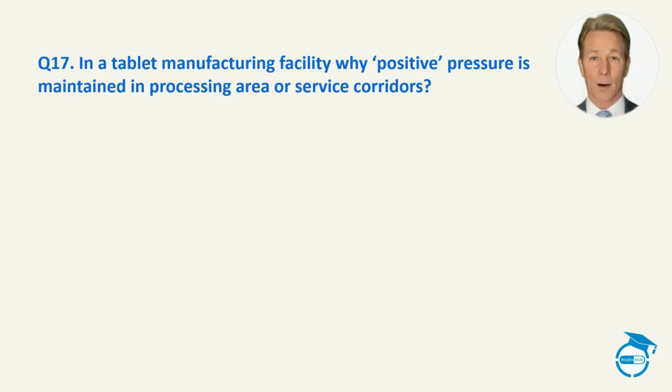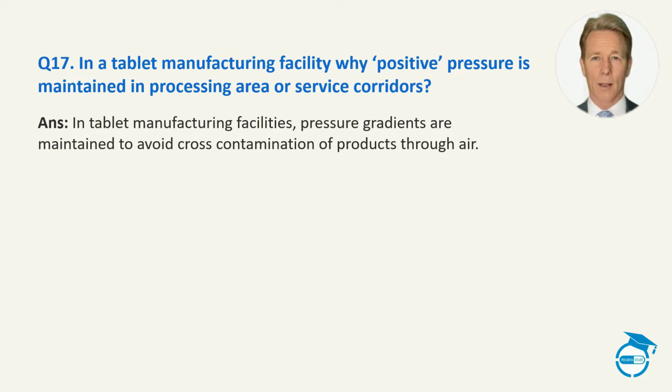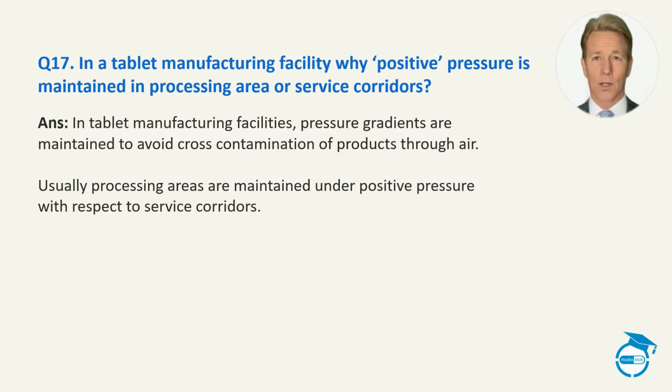In a tablet manufacturing facility, why is positive pressure maintained in the processing area or service corridors? In tablet manufacturing facilities, pressure gradients are maintained to avoid cross-contamination of products through air. Usually processing areas are maintained under positive pressure with respect to service corridors.